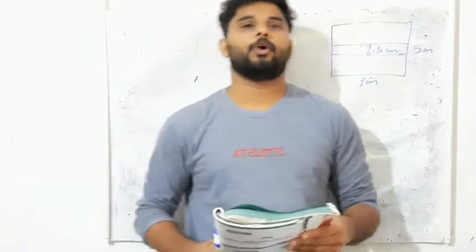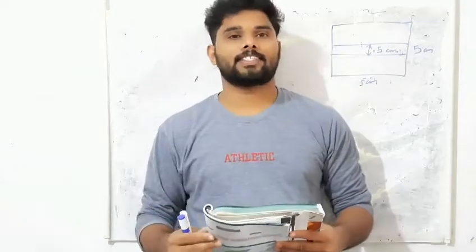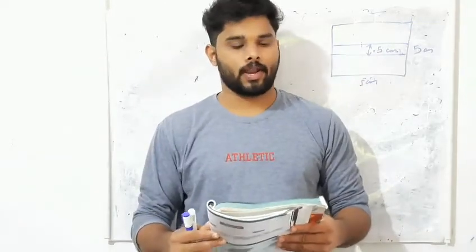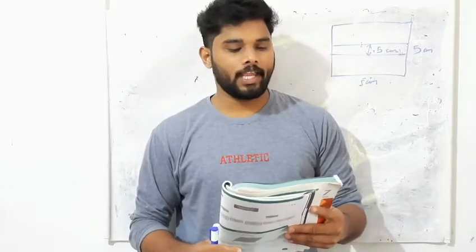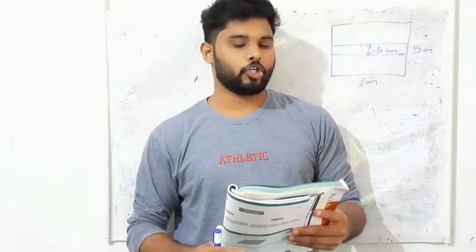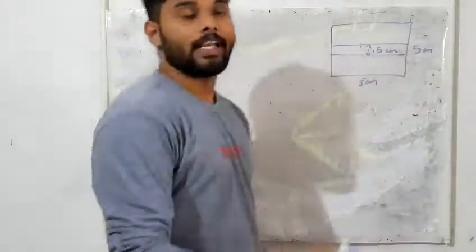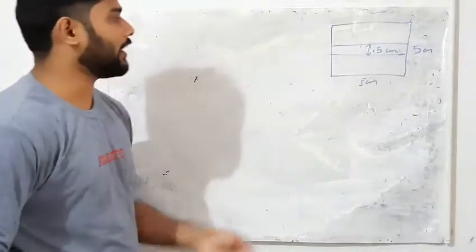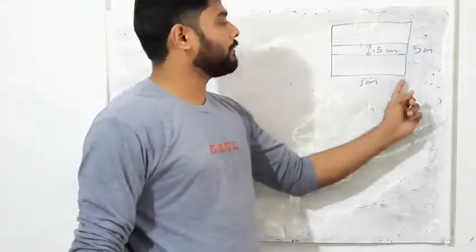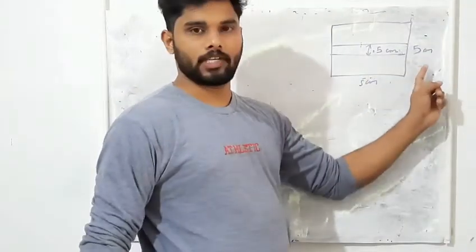Hi students. Now we are going to deal with exercise 16.6 question number 1. The question is: find the area of the unshaded portion in the square shown. In the question they already said it's a square. You can see the figure here. A 5 centimeter length is there, the breadth also 5 centimeter.